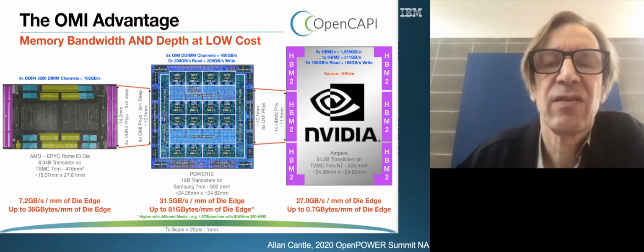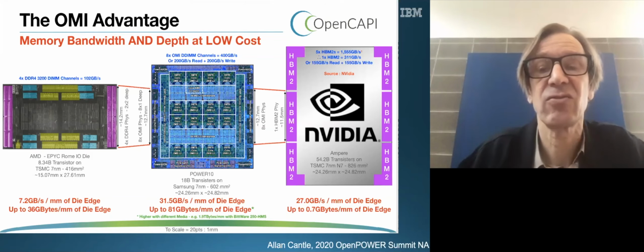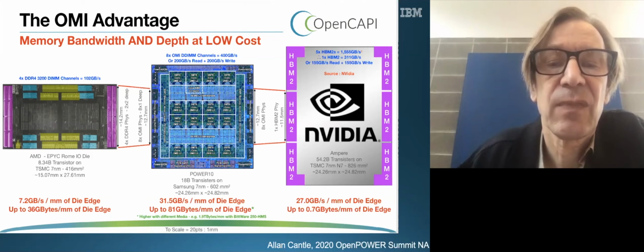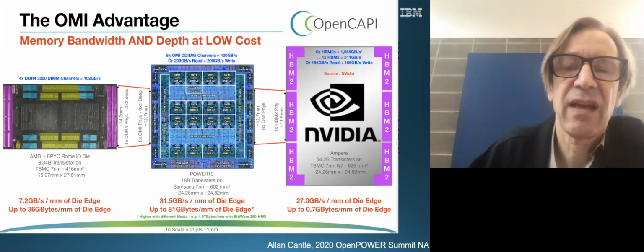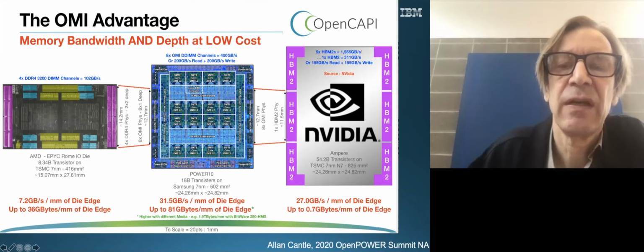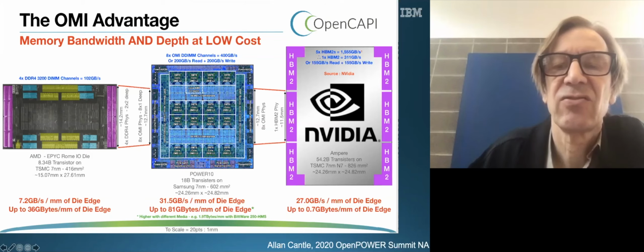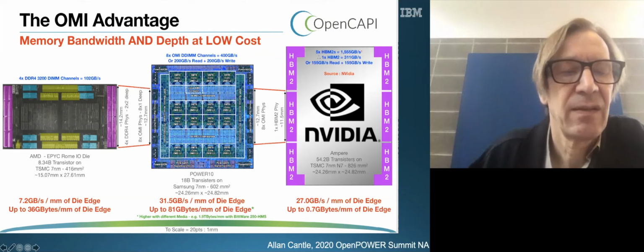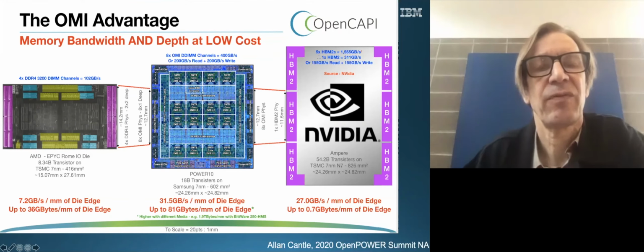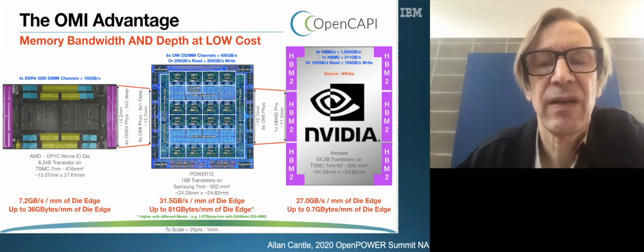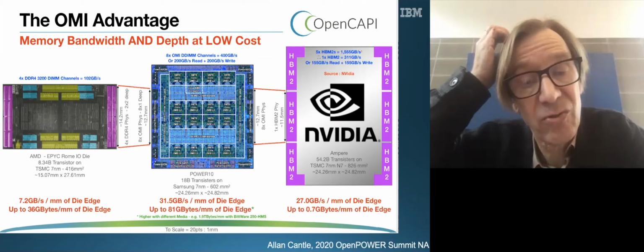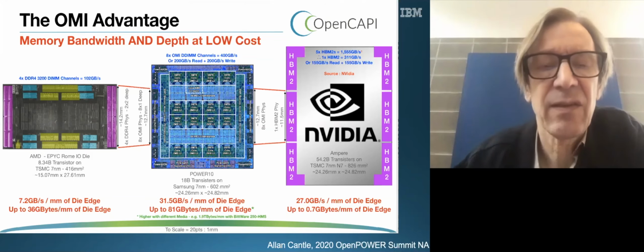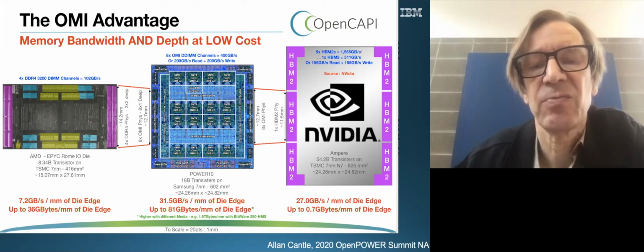So we have an open standard buffered interface, again signaling-wise consistent with these SMP and other OpenCAPI interfaces. That gives us the best of both worlds in terms of bandwidth per die edge. It's competitive with something like HBM2, and in terms of capacity, we can actually exceed what you can provide with a standard DDR interface. Most server processors you will see have 8 memory channels, and this provides 16.